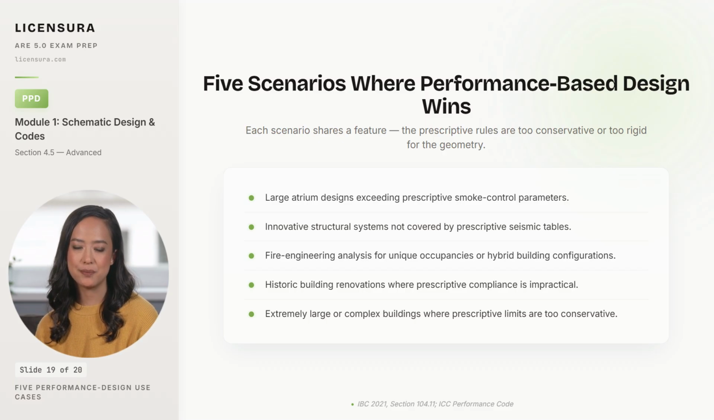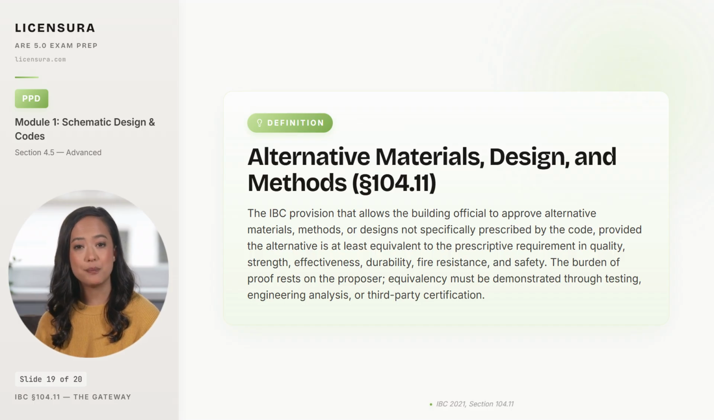Fifth, extremely large or complex buildings, stadiums, exposition halls, mega towers, where the prescriptive limits in the IBC are too conservative and the performance analysis demonstrates the building actually beats those limits on the metrics that matter. All of those scenarios run through one section of the IBC, and it is worth defining clearly. Section 104.11 of the IBC is the gateway to every performance-based design and every alternative materials approval.